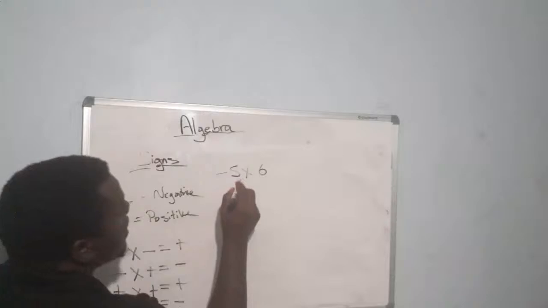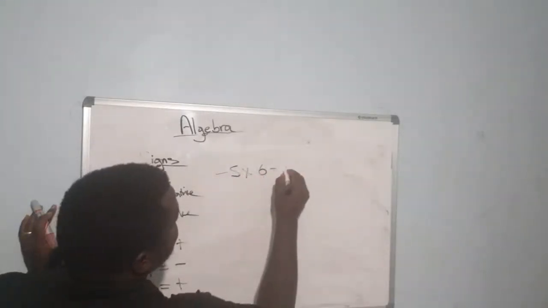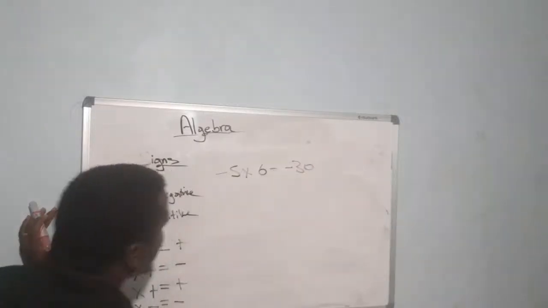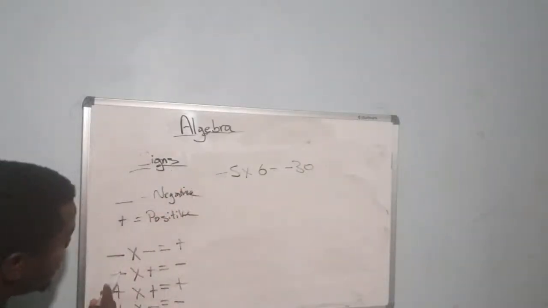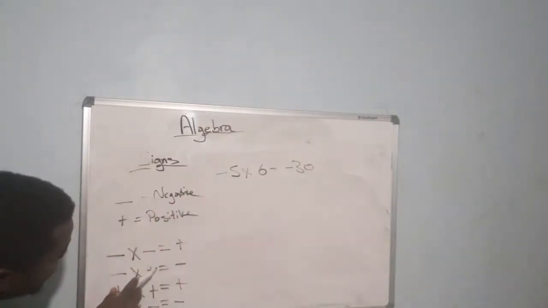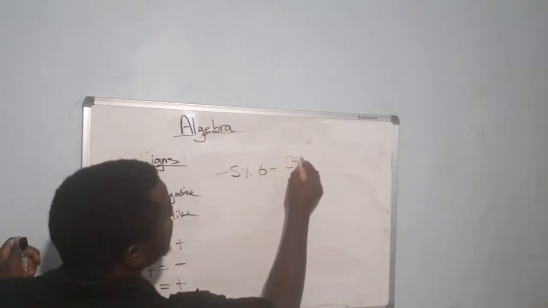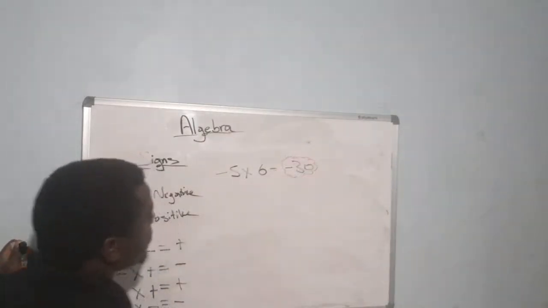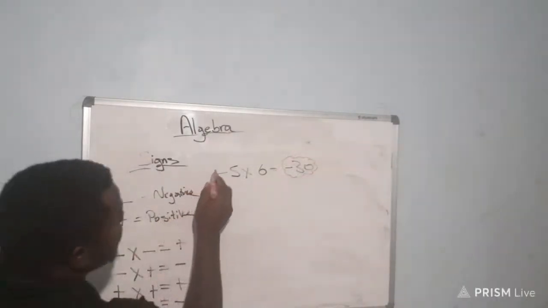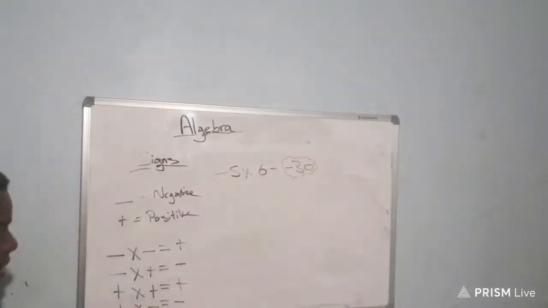Now, negative 5 times 6 is, 5 times 6 is 30. That's negative 30. Alright, remember our rules. A negative times a positive is equal to a negative. So that's how we arrive at negative 30, because we're multiplying a negative number by a positive number. Alright, please bear that in mind.